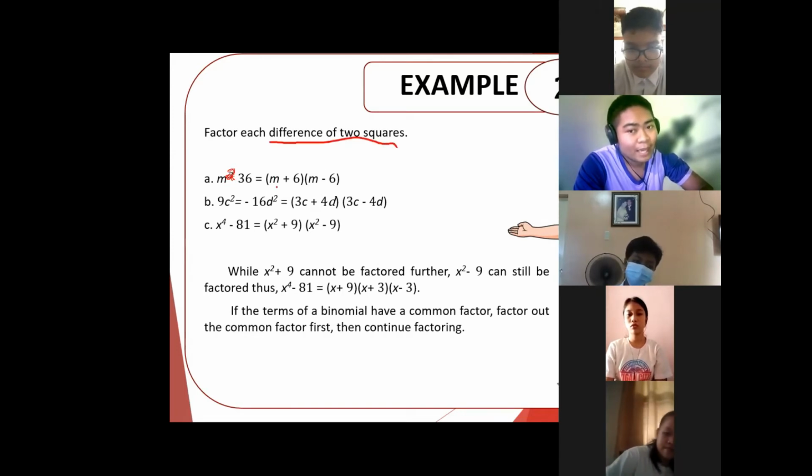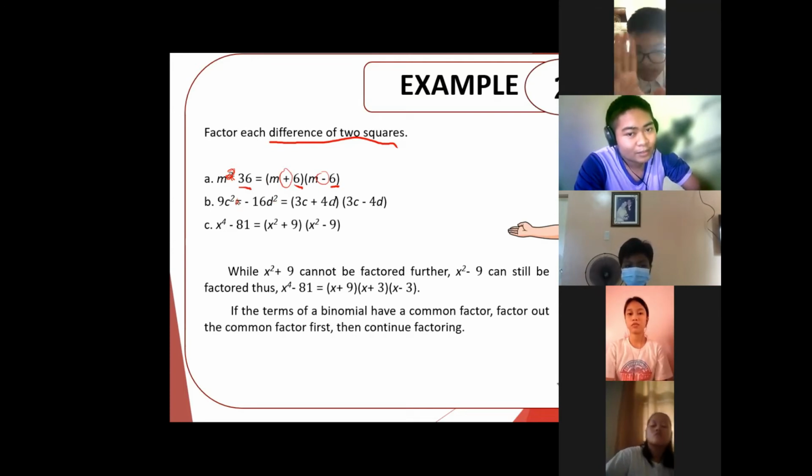So that would be m. So square root of 36 would be 6. So that would be 6, 6. And then yung sign sa gitna, dahil nga difference of 2 squares, that would be positive, yung isa is negative. That is how you factor it.